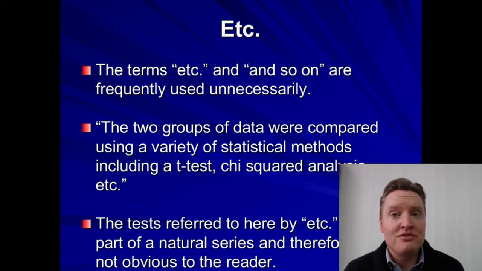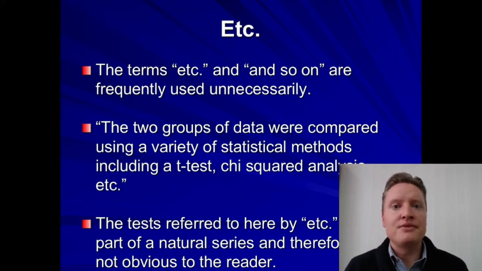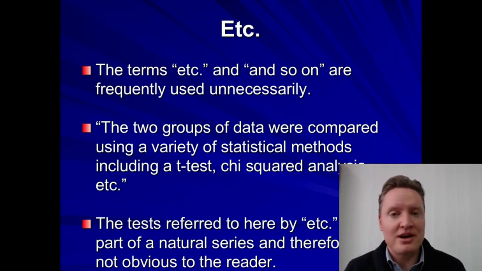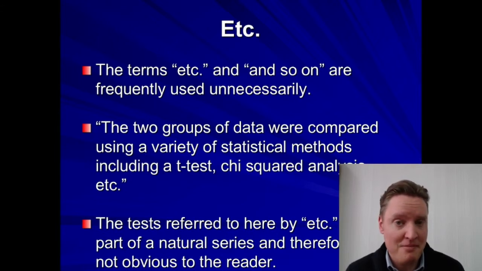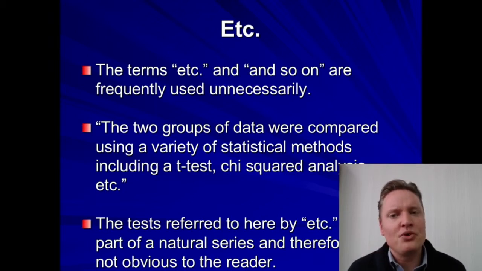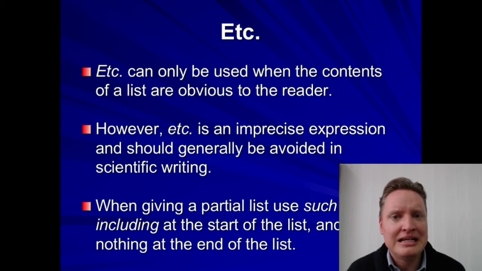Here's an example. The 2 groups of data were compared using a variety of statistical methods, including chi-square analysis, t-test, chi-square analysis, etc. Now, the problem here is that I don't know what etc. means. Does etc. mean other statistical methods? Maybe. Please name them if they are other statistical tests. Basically, the word etc. should not really be used in academic writing.